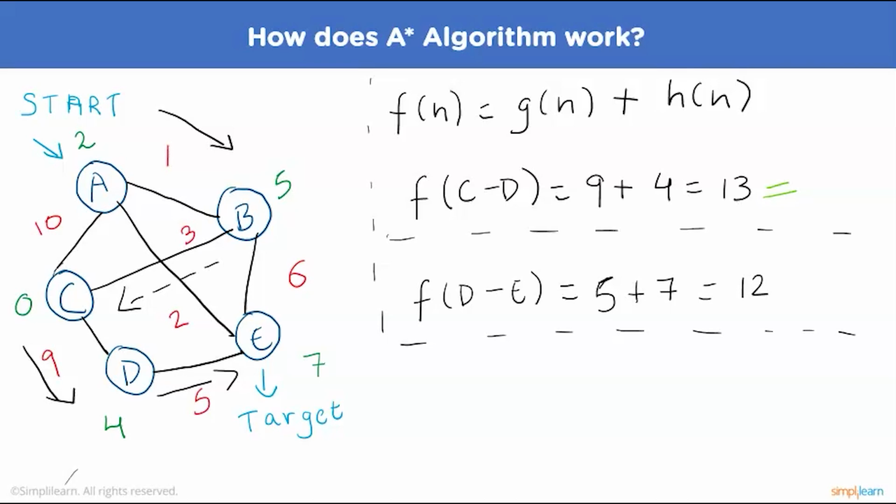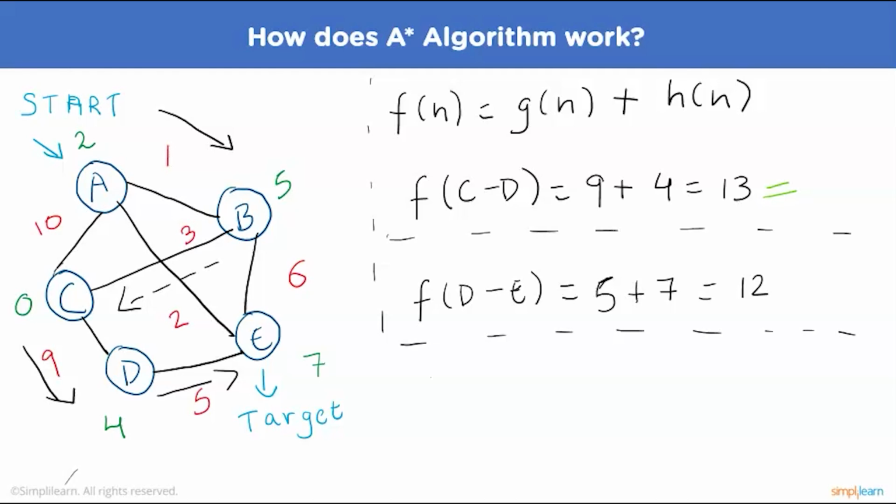Now, once we're at E, our A star algorithm is going to check if this is the target node. And lo and behold, it is. So we've traversed from A to E. Let's see the path we've taken.